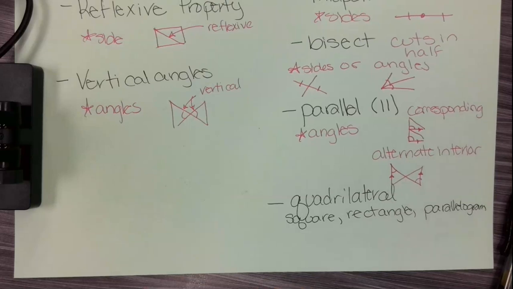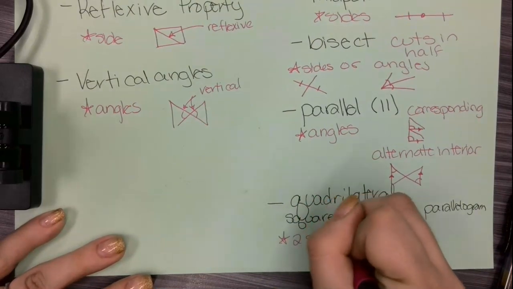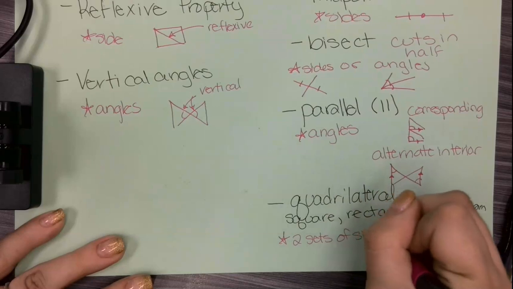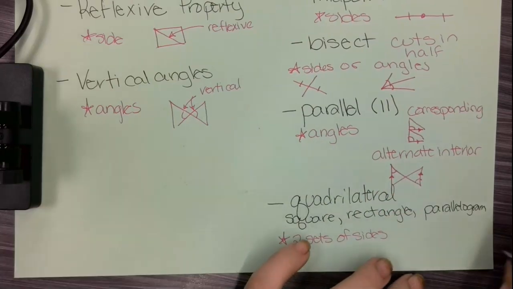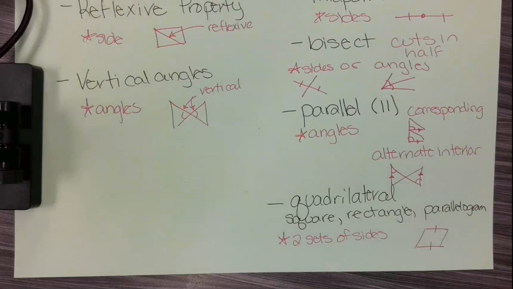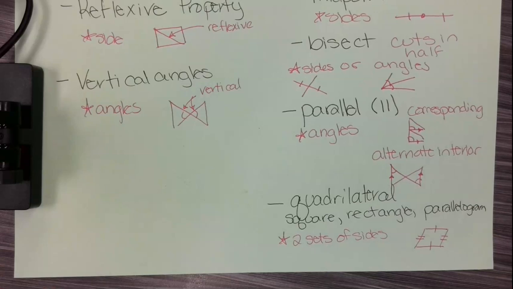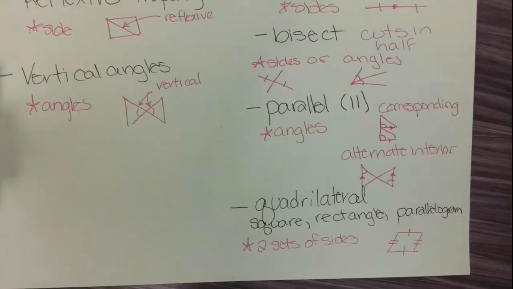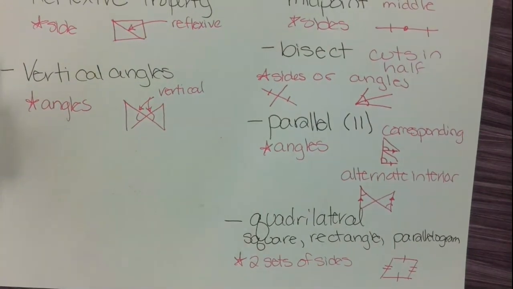So when it tells me something is a quadrilateral, it will give me two sets of sides. So the sides across from each other are going to be parallel, and then the same thing for those ones. Parallel. Congruent. No, it's a parallelogram, so two sets of slanty lines together.